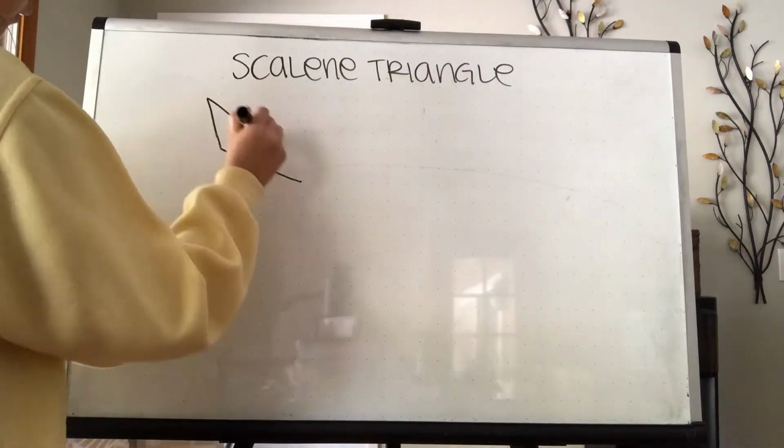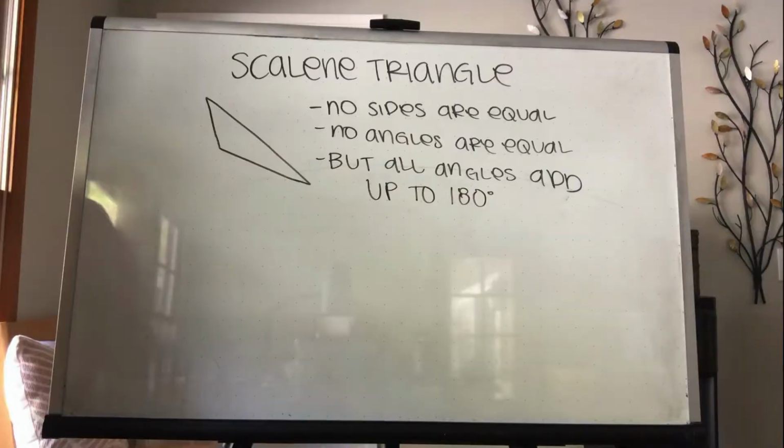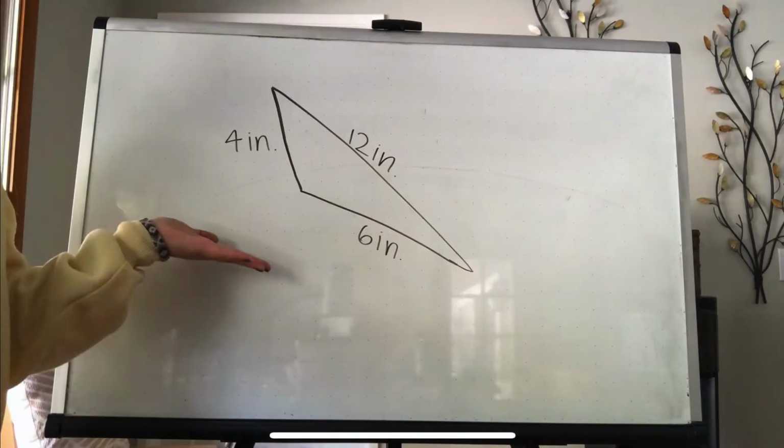Alright, the next triangle is a scalene triangle. So this triangle is pretty unique because no sides are equal and no angles are equal. But of course, all the angles add up to 180 degrees. So the example that I drew of a scalene triangle shows that all the sides are different lengths. And because of that, all of the angles would be different as well.